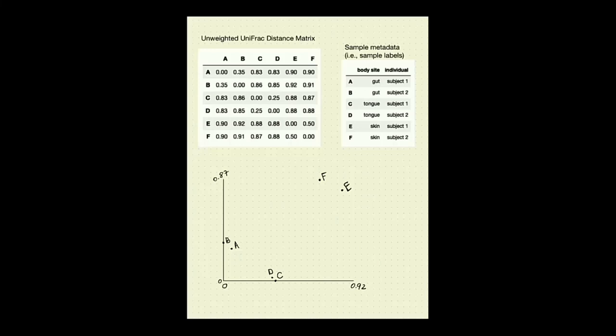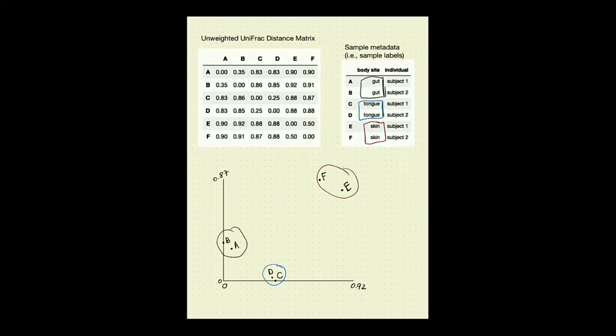And so maybe what I'll do is I will say I'm going to color the gut samples in black, the tongue samples in blue. Let me put a box around these so it's a little bit more clear. The skin samples in red. And so now A and B would stay black, C and D would become blue, and E and F would be red.